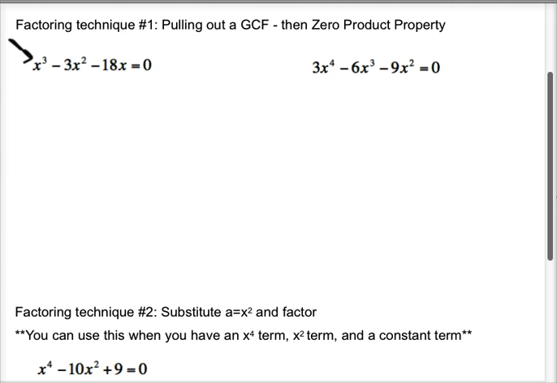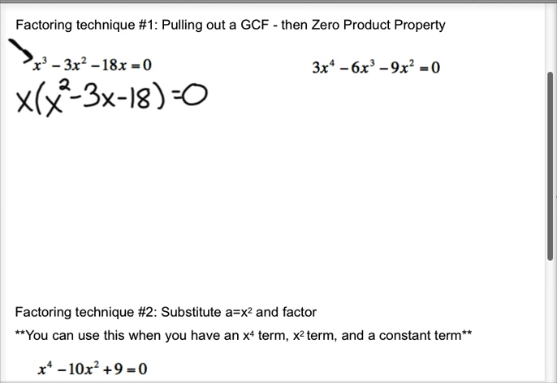the first thing that I notice is that there is an x in every term, okay? So because there is an x in every term, what that means is I can actually pull that x out. So when I pull an x out of x cubed, I get x squared. When I pull an x out of x squared, I just get x. When I pull an x out of an x, well, it's gone, and I'm just left with the number. So notice, once I've pulled out that x, now I have a quadratic left that I can factor.